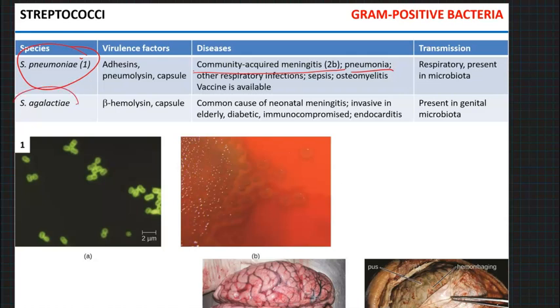Now, this bug, Streptococcus agalactiae, also known as Group B Streptococcus, doesn't ring a bell? Anyone? It might, especially if you have kids. So Group B Streptococcus, agalactiae, is found in the microbiome. It can be found in the genital microbiome, but also in the GI. It is absolutely fine for a woman, but it can cause neonatal meningitis.